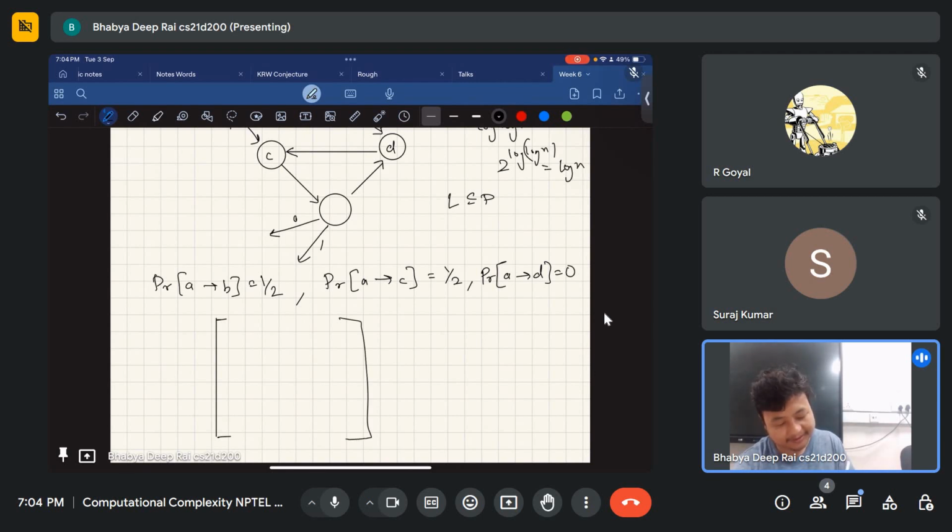Consider the adjacency matrix of the configuration graph G. Let me call it matrix A. Now, what does the adjacency matrix look like? 0, 0, 1, 0, 1, and so on. What does this represent? In one step, I can go from one configuration to another. This is what it represents, right?